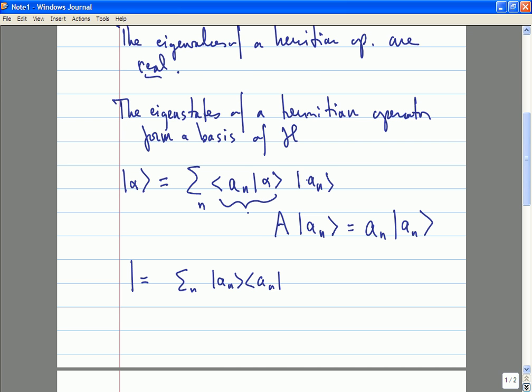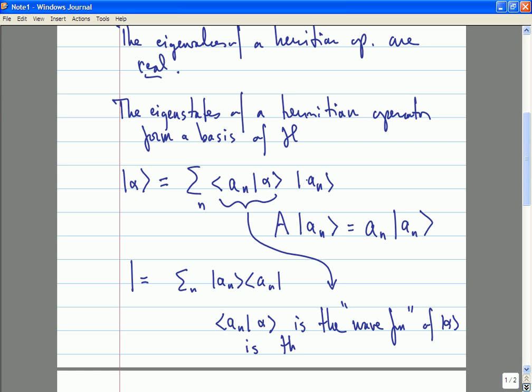And the expansion coefficients of this ket in a particular basis associated with an operator are known as the wave function. So <a_n|alpha> is called the wave function of the state alpha in the basis associated with an observable A.